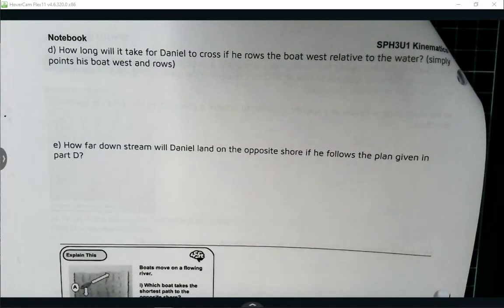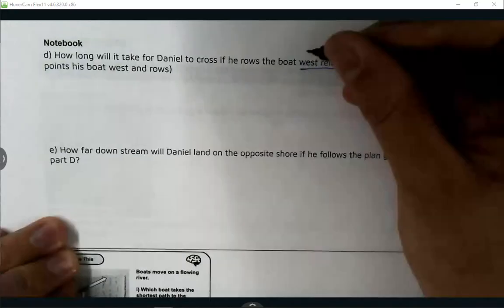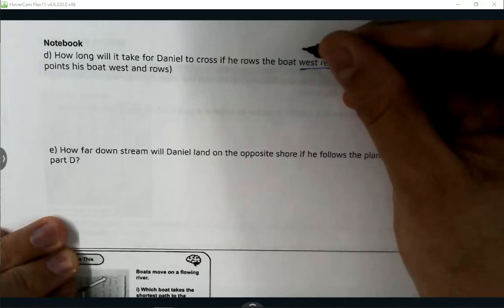So carrying on with Daniel, we got a question here about how long it'll take Daniel to cross if he rows the boat west relative to the water. Now, west relative to the water has to do with the velocity of the boat relative to the water. So I'm going to say that's VBW information, boat relative to water. And he said, in other words, he just sets his boat west and sees what happens.